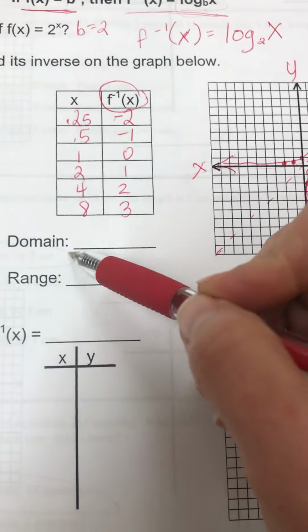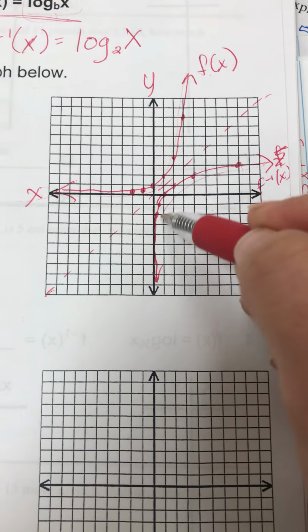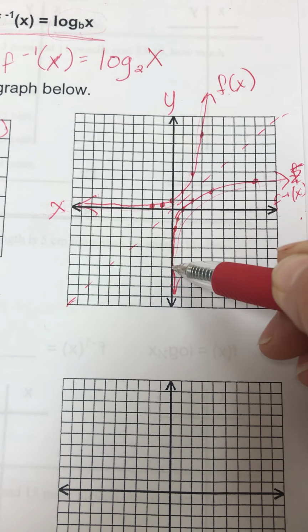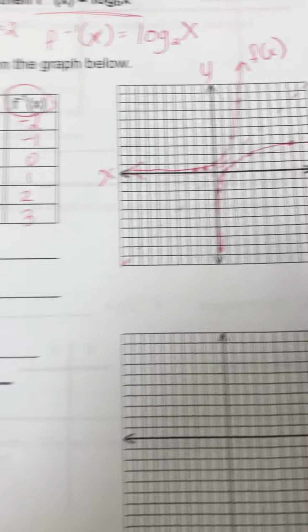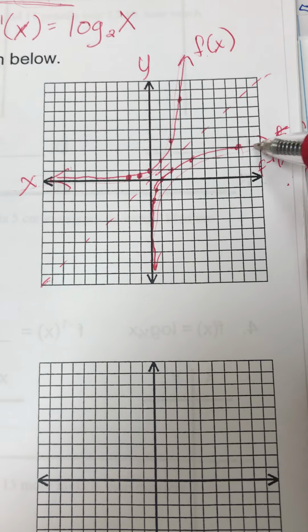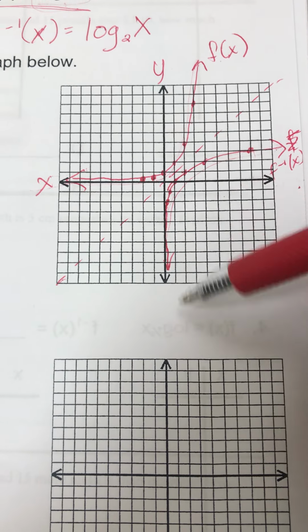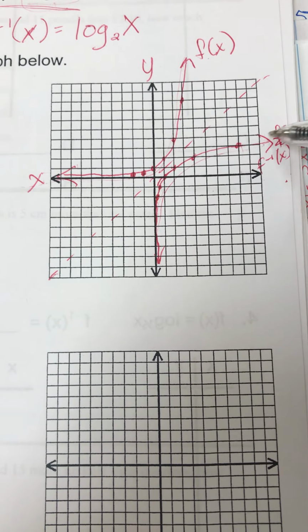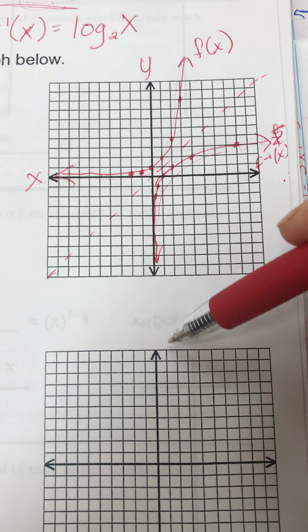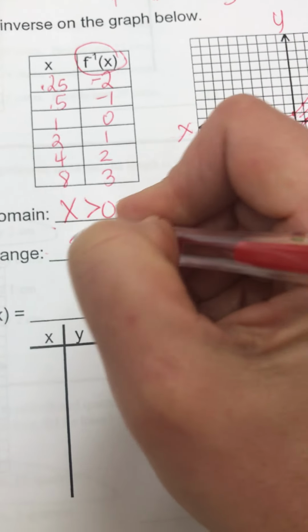Now then, it's asking for the domain and the range on the inverse now. So looking at your x here, your domain, it's getting close to 0, but it's never crossing. So that means your domain would be x is greater than 0. And your range now is up and down, your y. So what is happening here? It's continuing to go up, and it's continuing to go down to infinity. So it would be all real numbers.